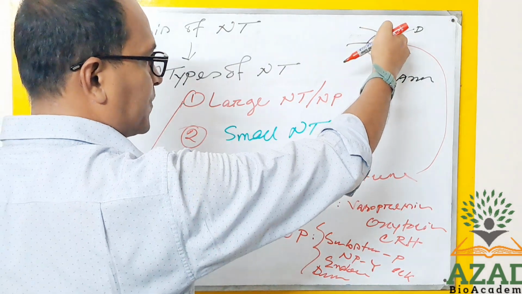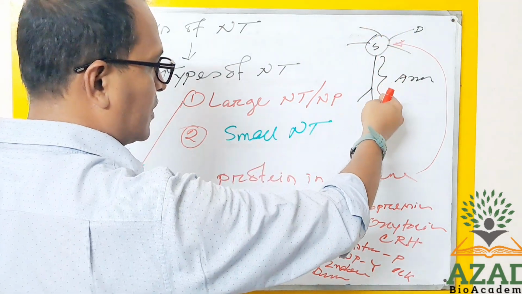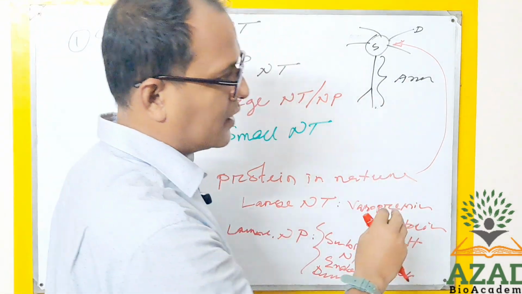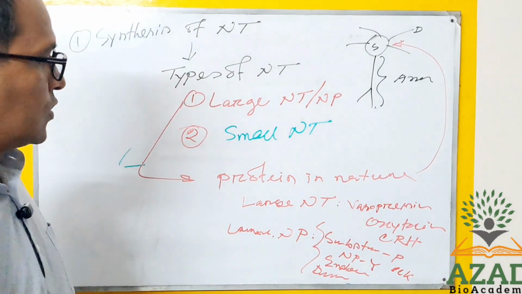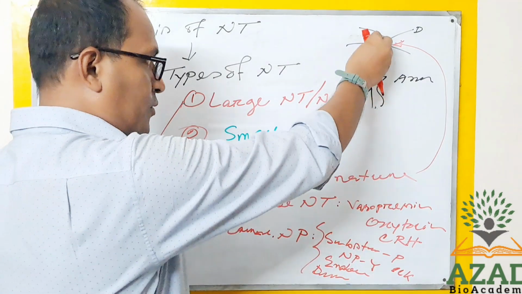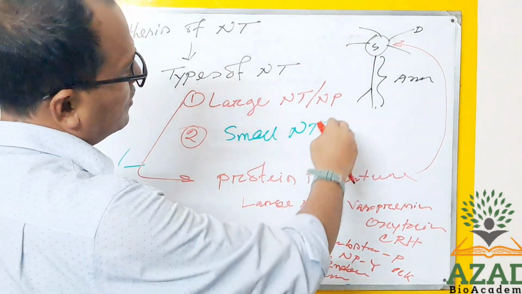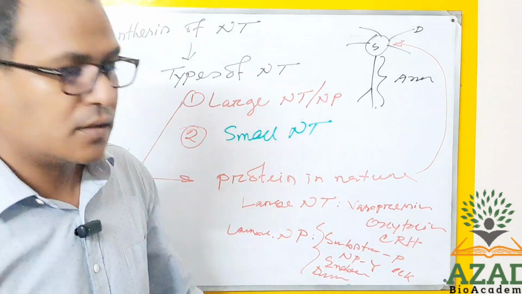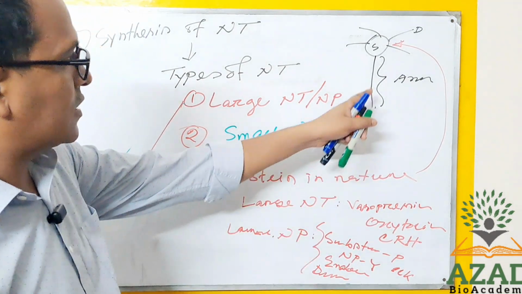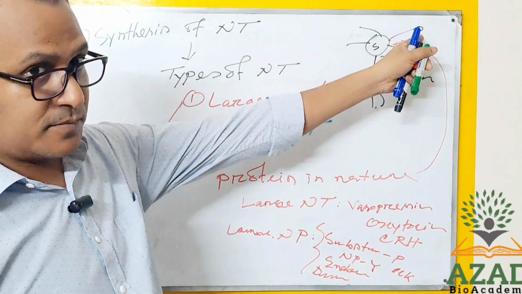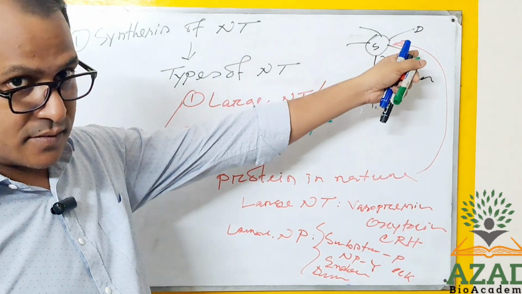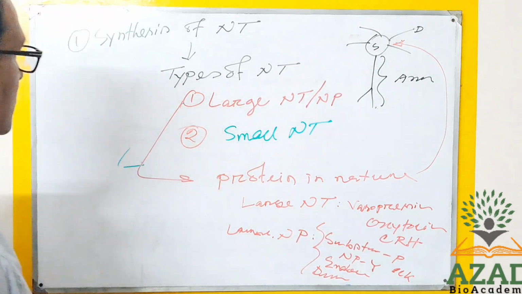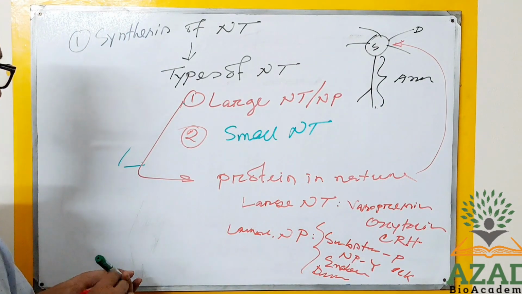Okay, so this is the site of the synthesis of large neurotransmitter, protein in nature neurotransmitter within the soma, and of course that will travel down to the terminal, and it will just retain within the synaptic vesicle of the terminal, and then finally it will release. Okay, so the site of the synthesis is of course the soma, and of course you know the classical way of transmission is the terminal. Although some neurotransmitter can release from the dendrite, the dendritic transmission, that is the different things I will discuss in separate video.